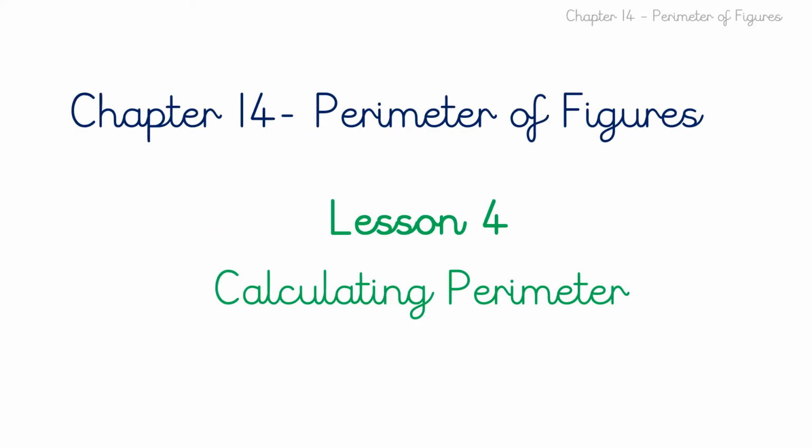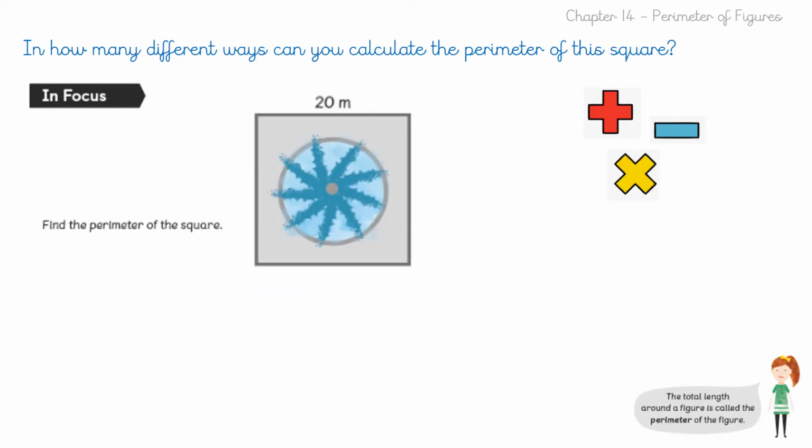Part of today's lesson, we're also going to be calculating perimeter. We're going to start today's lesson by answering this question. In how many different ways can you calculate the perimeter of this square? My friend says that he can calculate it using 3 different methods. Do you agree with him?